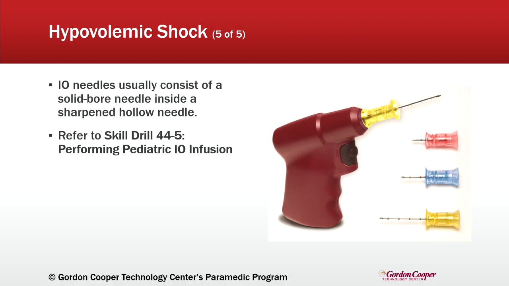IO needles must be carefully immobilized since they rest at about a 90-degree angle from the bone, and they can be easily bent, damaged, or dislodged. So you have to make sure that you secure them very, very well. You're going to stabilize these things as you would any other impaled object in the body. I know it sounds kind of weird, but that's what we've done. We've placed an impaled object in our patient. We need to stabilize it like it's an impaled object.